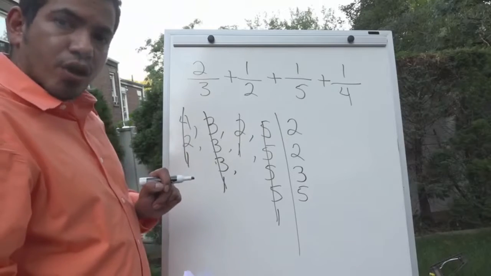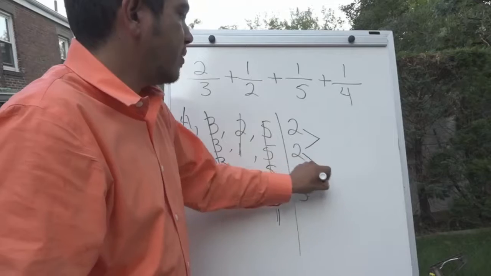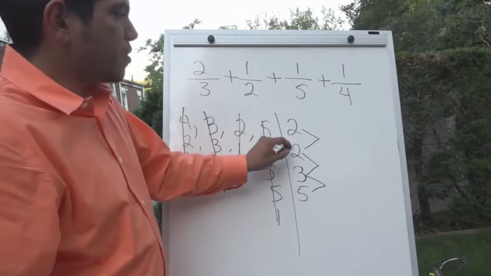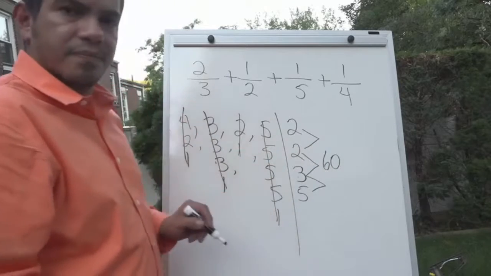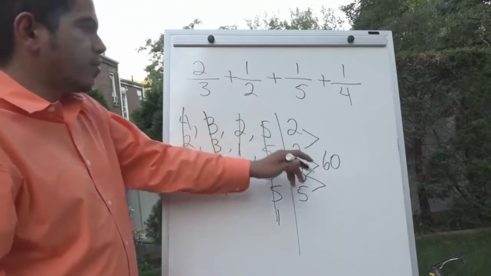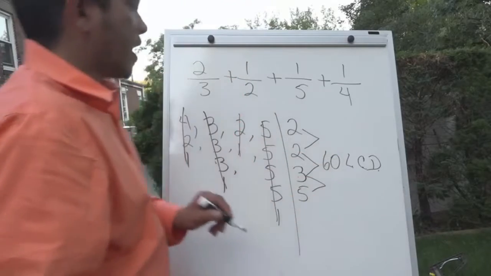And guess what? Now your lowest common denominator will be the multiplication of these numbers right here. 2 times 2 is 4, times 3 is 12, times 5 is 60. Okay? And that is your lowest common denominator.